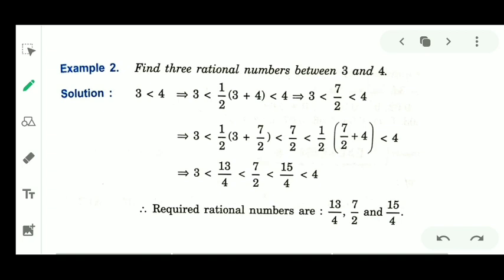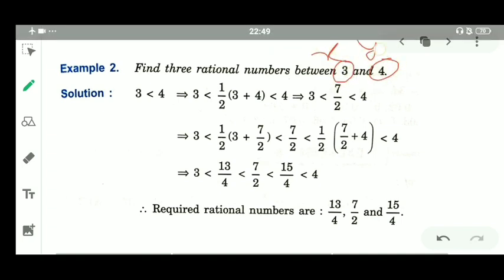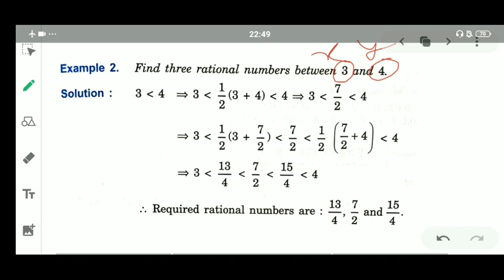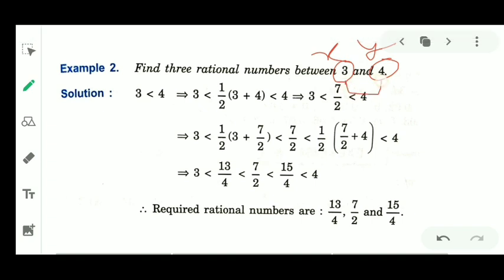Find three rational numbers between 3 and 4. So here 3 is x and 4 is y. So the rational number between 3 and 4 will be 1/2 × (x + y), that is 1/2 × (3 + 4), that is 7/2. But the question asks you to find three rational numbers.